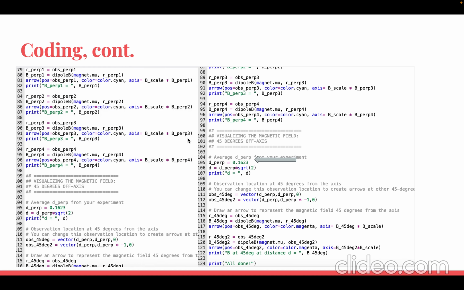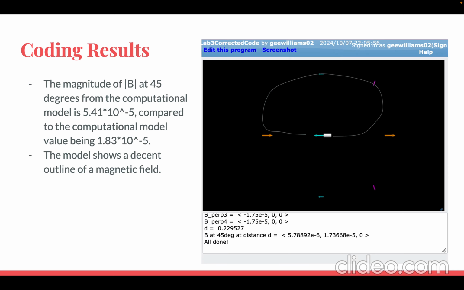And so this is just the coding continued. This is us essentially making arrows, and then we're going to make the 45-degree angles as well, and that's the value that we're most looking after because that's what we're comparing to our experimental data. So this D perp was taken from the average D perp from the Excel sheet.